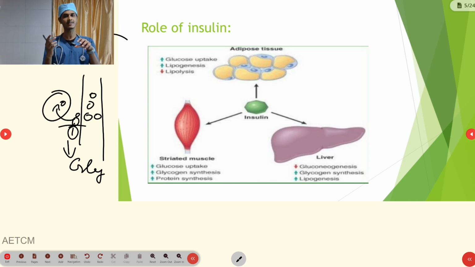First function, it will transport the glucose from the intravascular to the intracellular. Second thing, it will store the surplus glucose in the form of glycogen in the muscle and adipose tissue, that is fat, like lipid formation. Those are the things carried out by the insulin. Those are the two major functions of insulin.